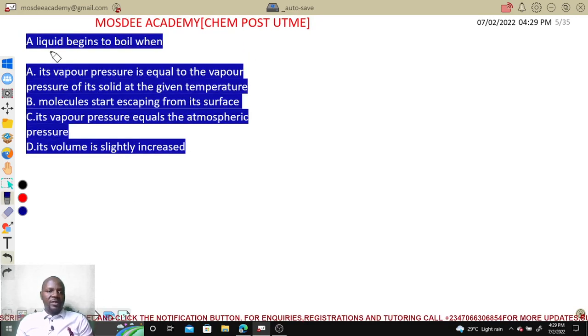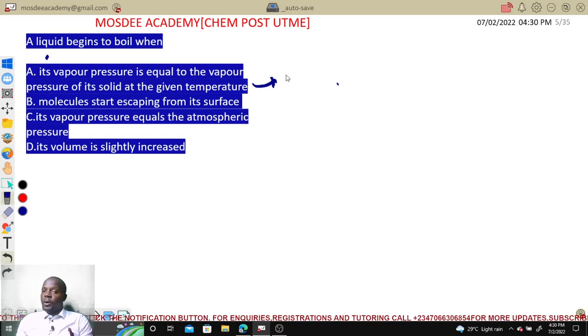Now the next question says a liquid begins to boil when dash. So liquid will boil when its vapor pressure equals the atmospheric pressure. This is the definition. We have also studied about the change in state of substances without changing temperature. That is latent heat and stuff. Kind of physics type of questions.